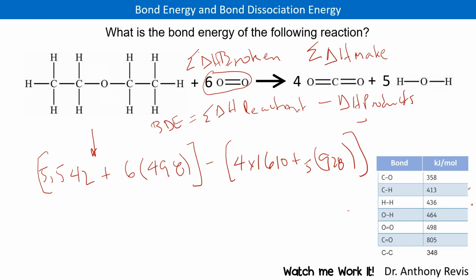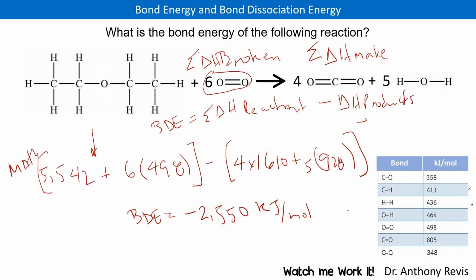when we do the rest of our arithmetic, we discover that our bond dissociation energy is negative 2,550 kcals per mole. This part here is just math, so you just do the math either in your calculator or by hand.